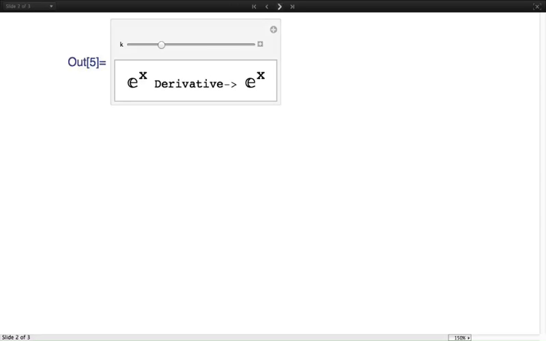Calculus, to take the derivative of e to the x. Okay. Taking the derivative of e to the x, nothing happens. In fact, this is, you might call it, a defining property of the exponential function. E to the x is its own derivative. So it cares not for your derivatives. Nothing changes.